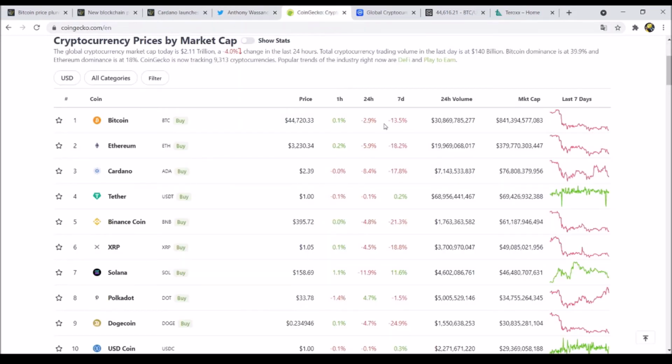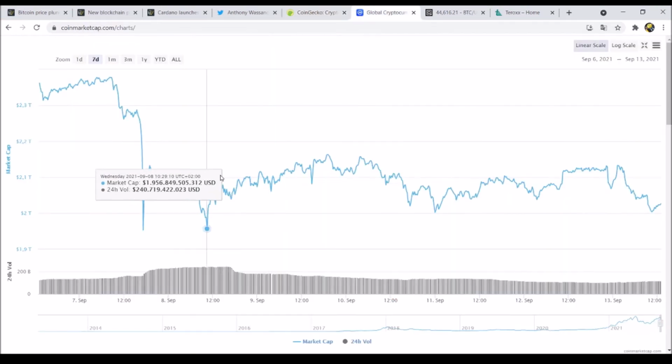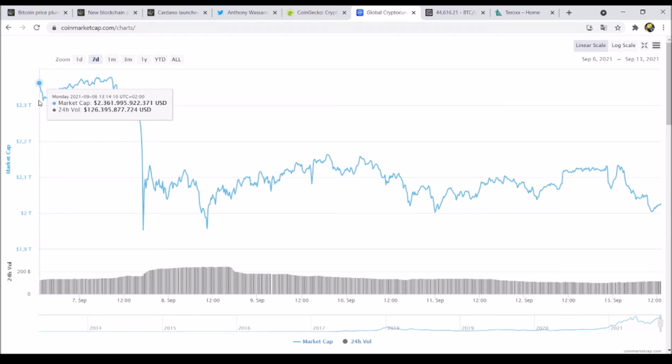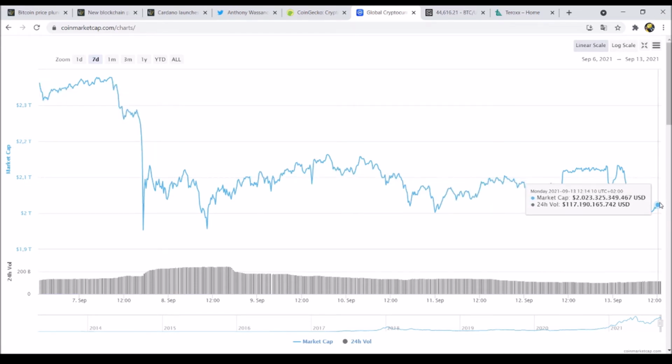Market, as you may have seen and thought, down to digits nearly in all assets. Just Solana had a positive momentum this week. All the other tokens and coins are down to digits, and this as well is leading us to a negative market cap, starting at 2.361 trillion, now hanging quite low above 2 trillion. So a negative movement of around 13% on a weekly basis.